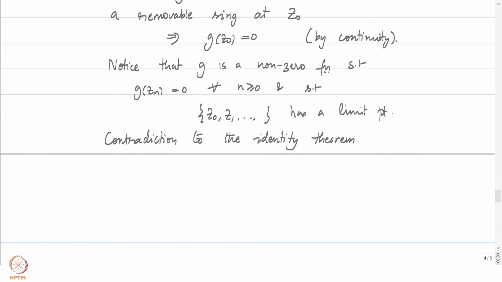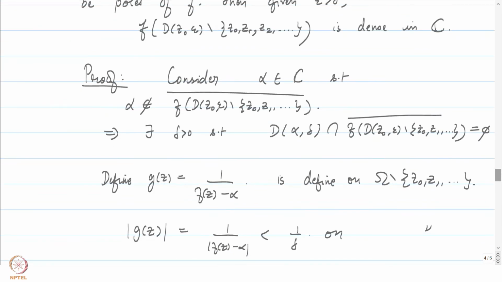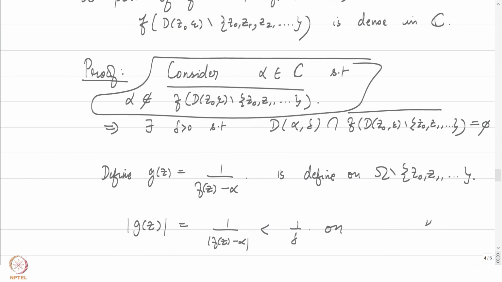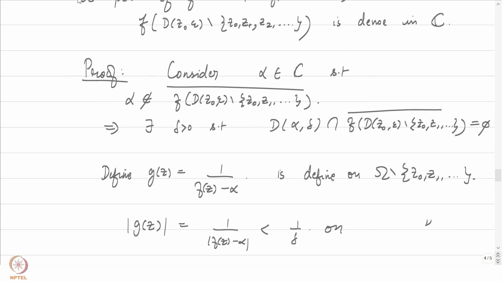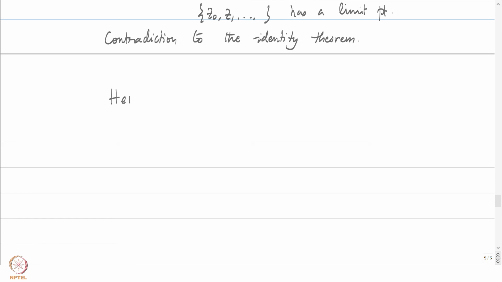So notice how strongly all these theorems are being used. All this happened because we considered some alpha which satisfied this condition, which we hence conclude cannot happen. Hence, there does not exist such an alpha. That means that the image is going to be dense.